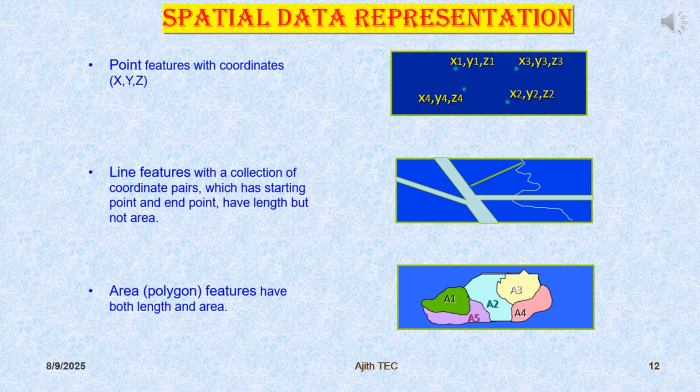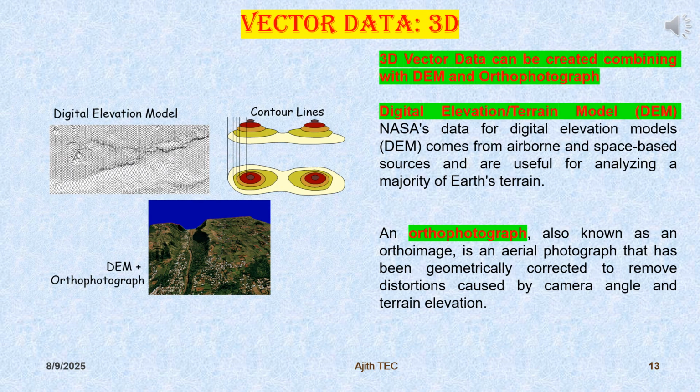Spatial data representation. Point features with coordinates x, y, z. Line features with a collection of coordinate pairs, which have a starting point and end point, have length but not area. Area polygon features have both length and area. Vector data, 3D. 3D vector data can be created by combining DEM and orthophotograph. Digital elevation or terrain model, DEM.